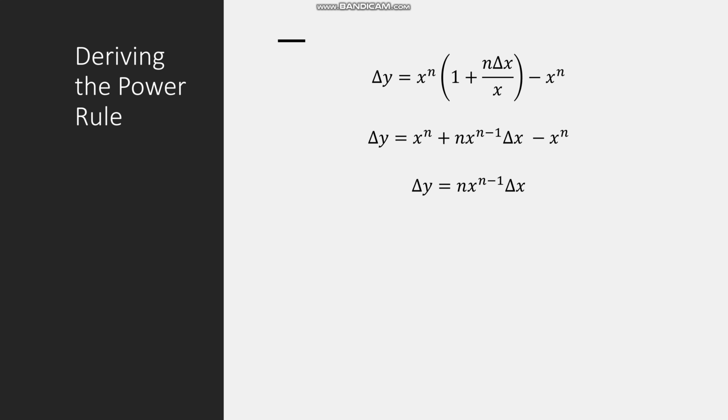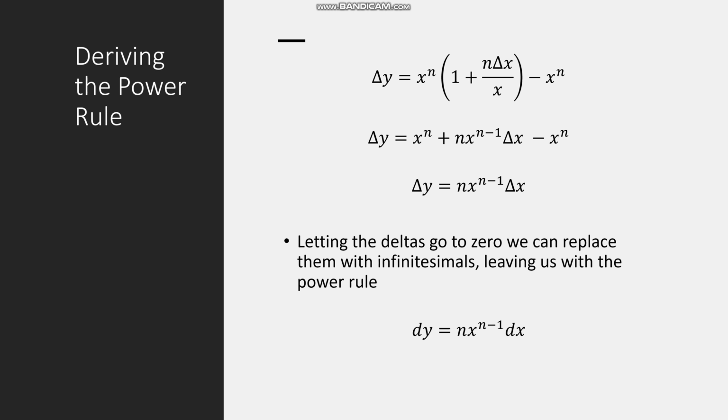And since we let those changes go to 0, we can replace the deltas with infinitesimals. So it becomes dy equals n x to the n minus 1 times dx, which is the power rule.